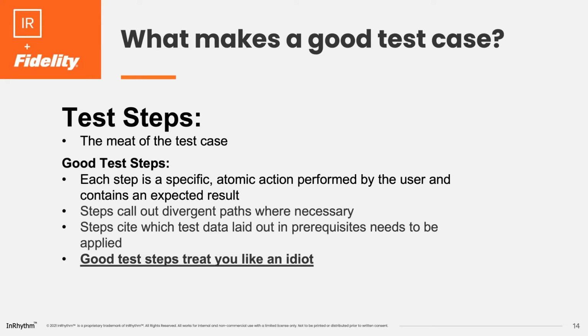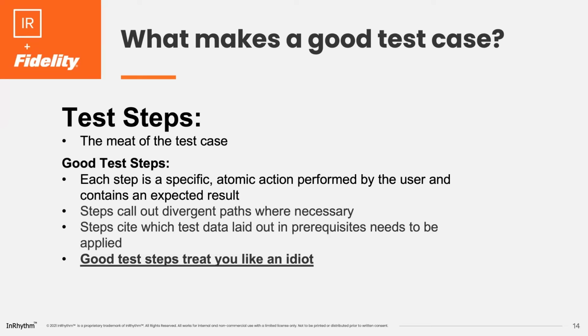I'll cover that in another slide. Steps should call out divergent paths where necessary. So this is in a case where there are multiple possible functionalities. Ideally, this would be covered by prerequisites, but remember that the people running this may not have the knowledge that you have. So calling out where, if you see this, it could be the issue is really, really valuable, saves a lot of time, and improves our coverage quite a bit.